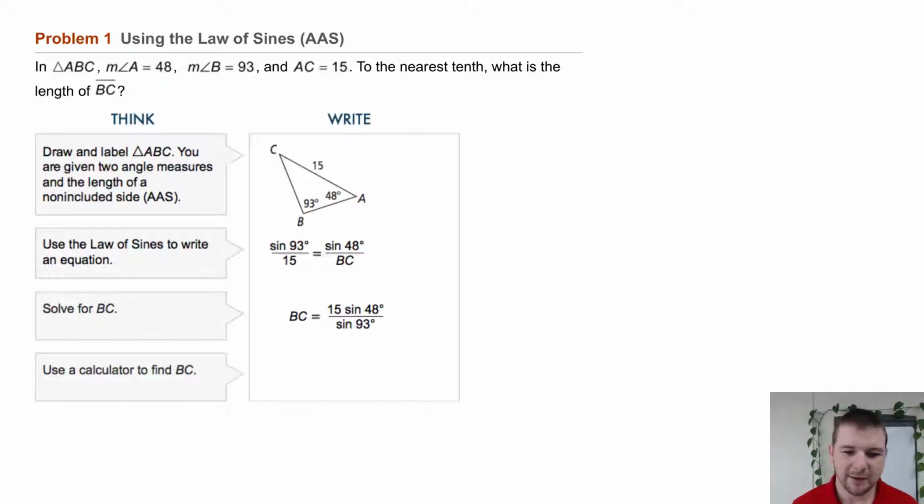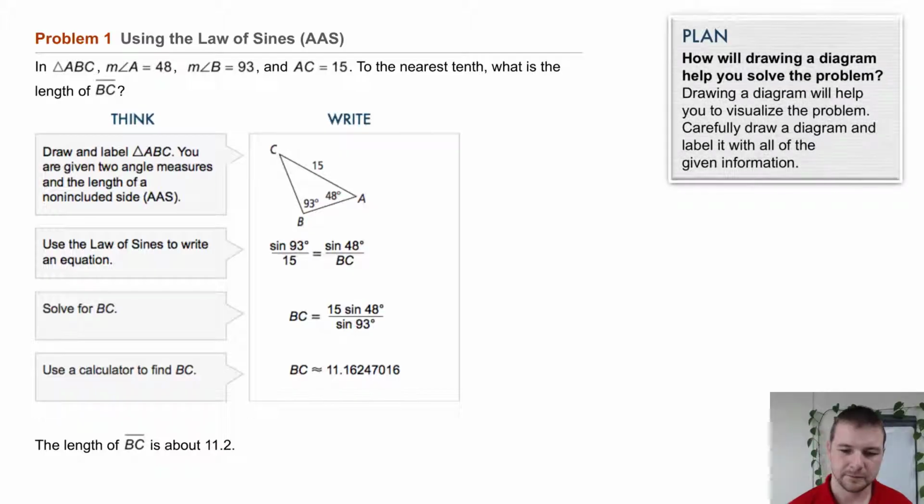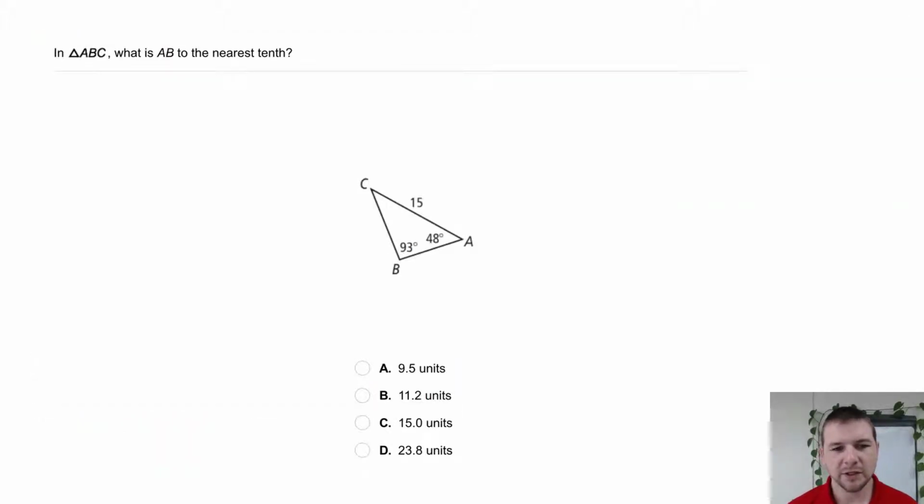Finally, use a calculator to find BC in decimal form, and we find that BC is approximately 11.16. So we can state the length of segment BC is about 11.2. Your turn. In triangle ABC, what is AB to the nearest tenth?